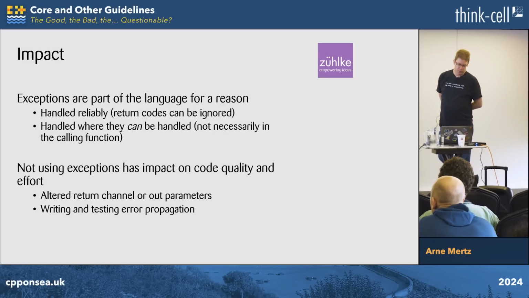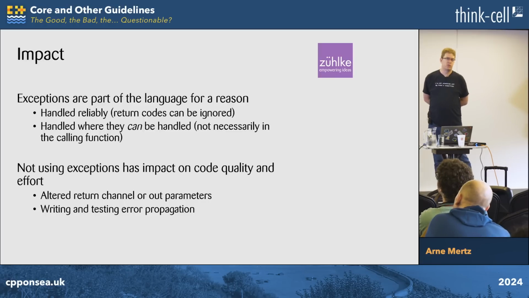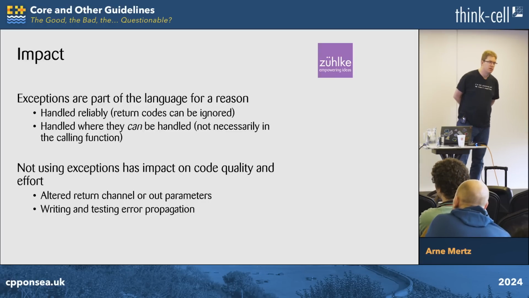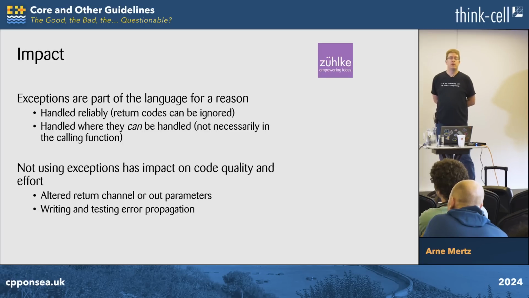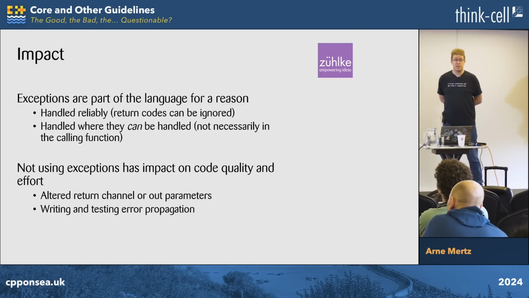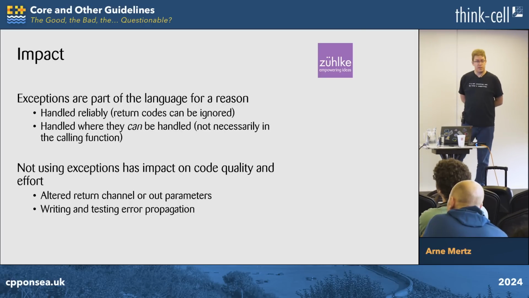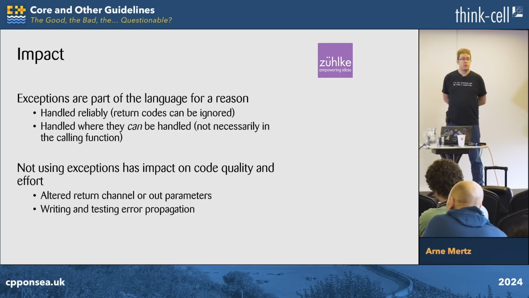So the impact of this one: exceptions are part of our language. If we don't use exceptions, we cannot use parts of our language. We cannot use the language as it is designed to be used. We can't use large parts of our standard library because all the containers that allocate memory throw exceptions. Newer types, like optional, variant, and so on, throw exceptions. So if you can't use exceptions, you can't use those newer types.